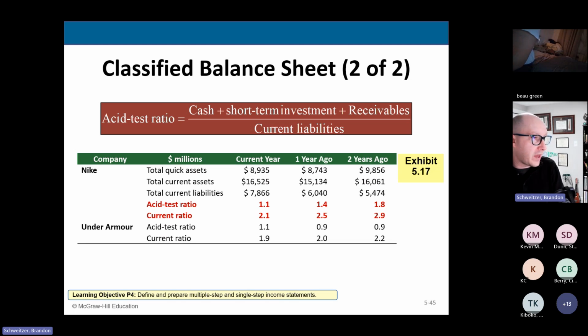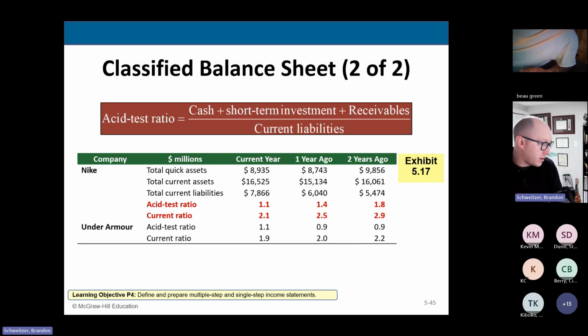And this is an example of the acid test ratio performed on Nike and Under Armour. We can see that the current year for Nike is pretty good. It's above 1. Current year for Under Armour is pretty good. But we notice Under Armour's performance a year ago and 2 years ago was below 1 at that time. So they were having a risk of liquidity during those last 2 years.